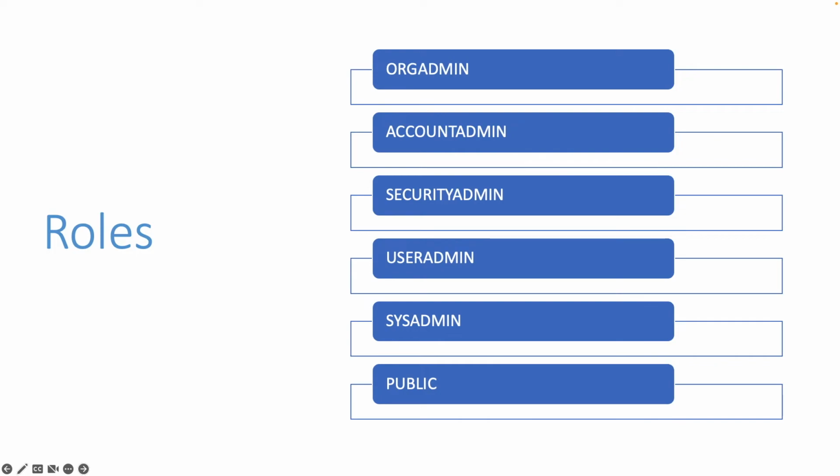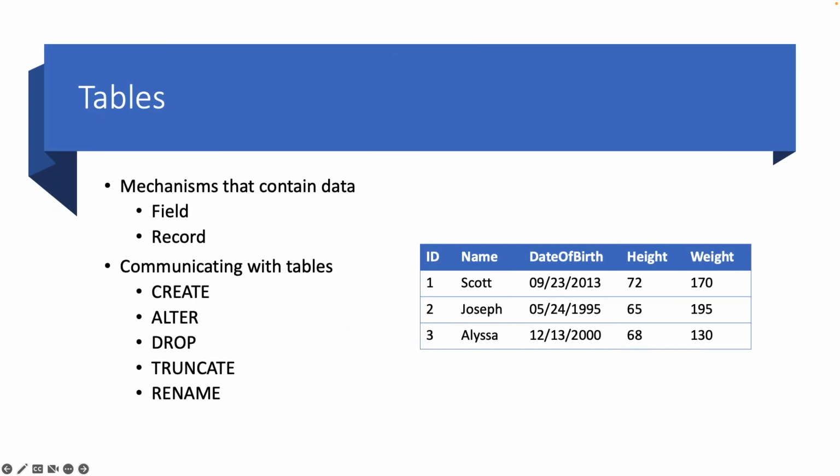But let's talk a little bit about what these roles actually manage, which are the tables within Snowflake, how we're storing that data. So tables are not unique to Snowflake. You can just think of tables as mechanisms that contain data. Tables have fields and records. So for instance, this would be a field. Name would be a field. Date of birth would be a field. And they're stored in columns. Fields are also referred to as columns.